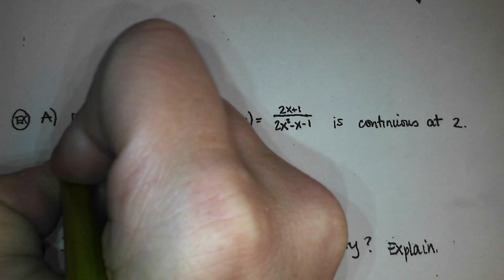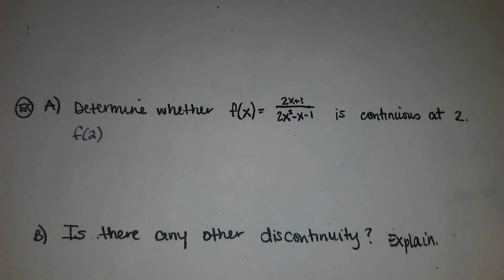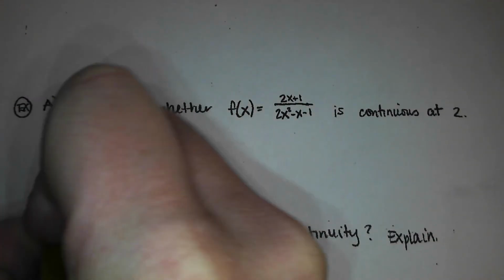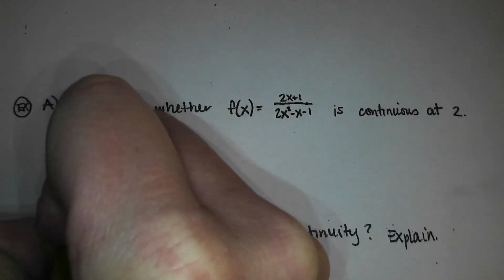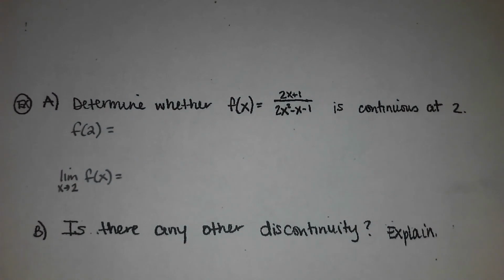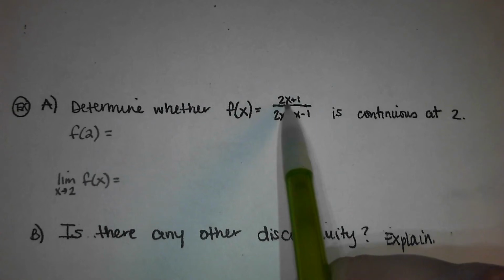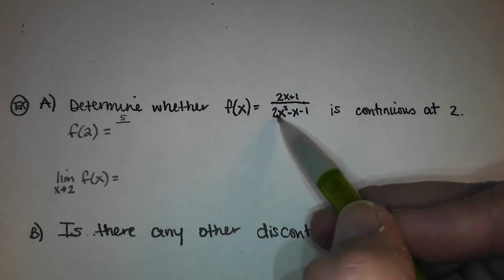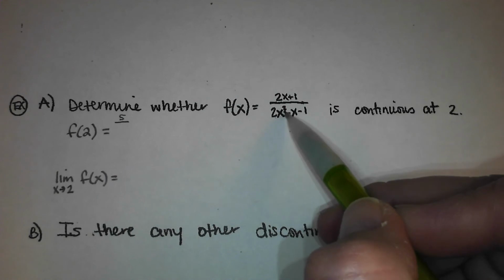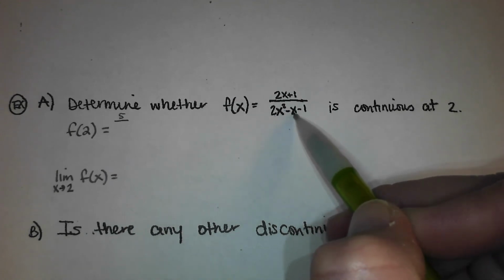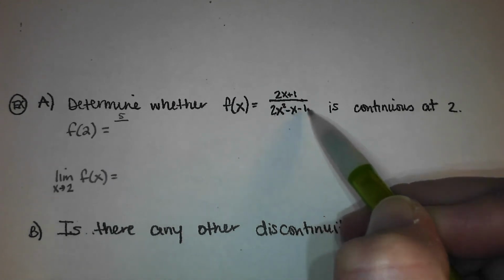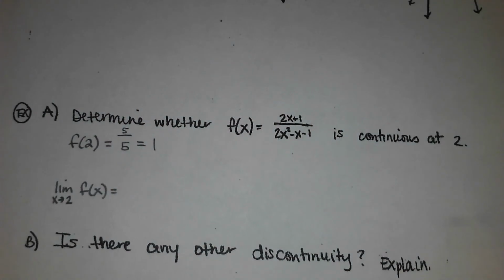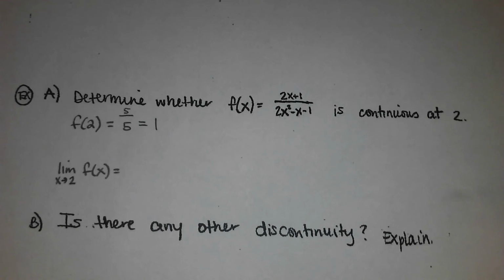So what we would do is we would try to find f of 2, and then we'll later try to find the limit as we approach 2, and then we'll check if they match. So f of 2, if I plug it in, I get 5 up top, and 2 times 2 squared is 8, minus 2 is 6, minus 1 more is 5, 5 over 5 equals 1. So the function value exists.